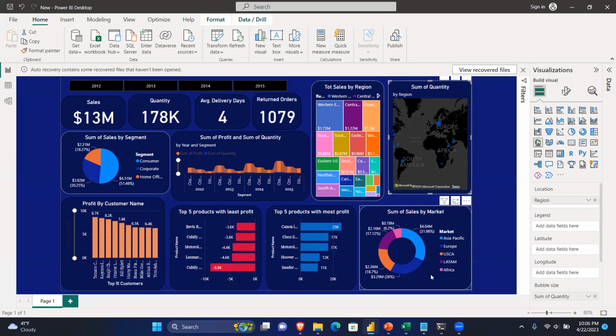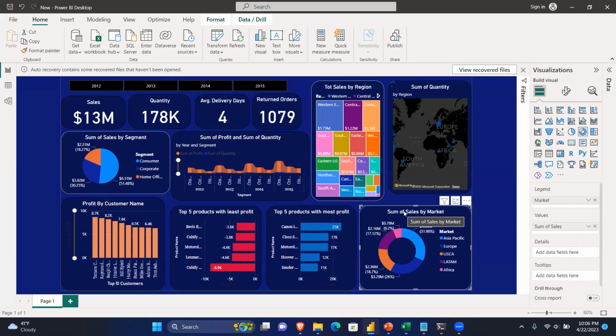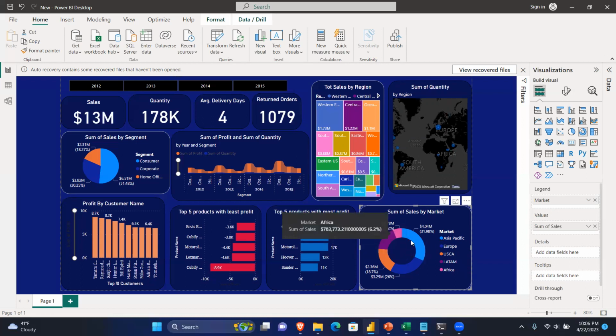We have a donut chart right here. So here we have sum of sales by each specific market. We have around 5 markets here: the Asia Pacific market, Europe market, USCA, Latin, and Africa. For each specific market, we have the sum of sales. And from this donut chart, we can see that for the Asia Pacific region, the sales amount is the largest. It contributes to around 32% of the total market share.